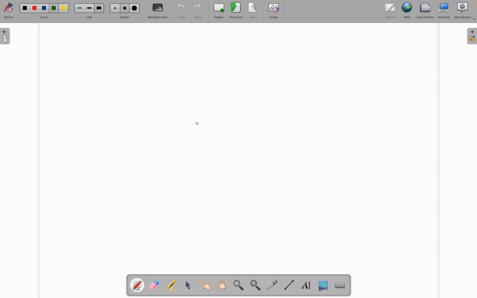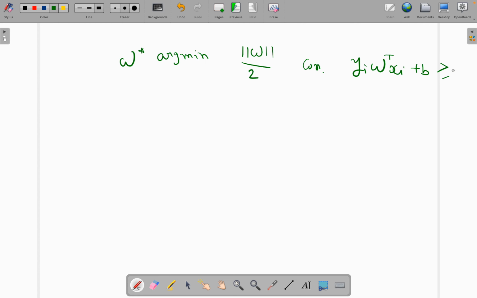So let's say this was my equation. Find optimal W which will minimize norm of W squared by 2. The constraint is yi times (W transpose xi plus b) greater than or equal to 1. So here we can add one term.